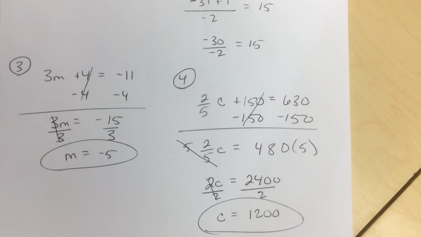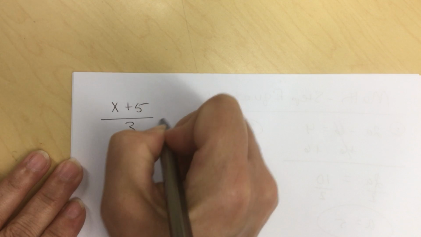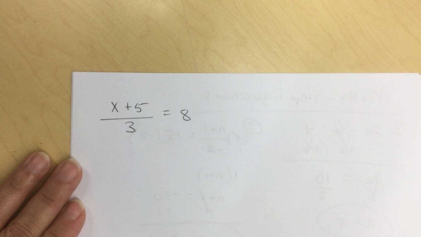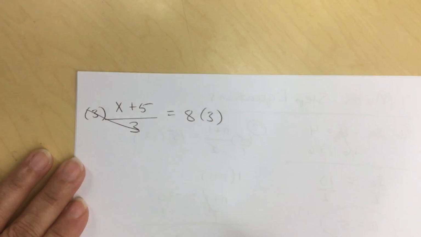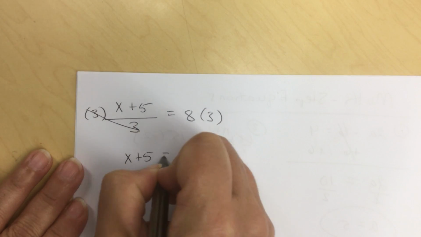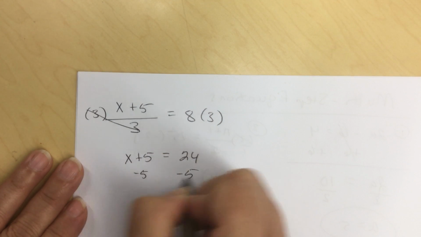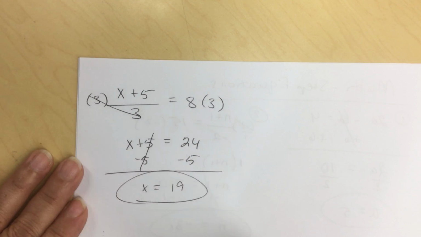Let's do one more here. Let's say we have x plus 5 over 3 is equal to 8. Okay? We're going to start by getting rid of the 3, so we're going to multiply both sides by 3. That leaves me with x plus 5 is equal to 24. And then we're going to subtract 5 from both sides. And that gives me x equals 19.